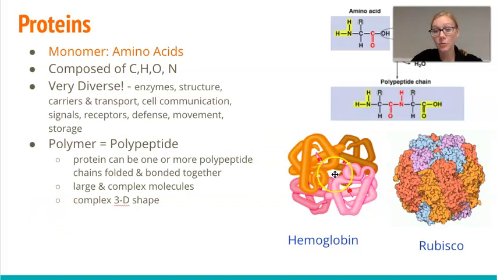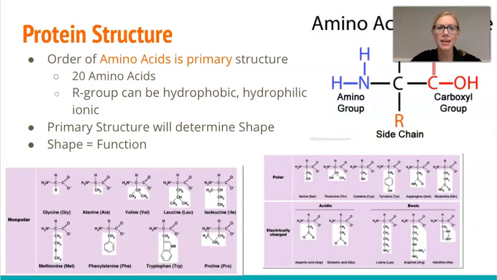This is hemoglobin here, and this is Rubisco, two pretty common proteins. Rubisco is actually made up of 16 different polypeptide chains. Hemoglobin is made up of 4 in your blood. So you can see that when you put them into a 3D structure, it looks pretty neat. Now, what do we need to know about protein structure and how we build it? Well, we're going to build our amino acid sequence, and we're going to call that our primary structure.